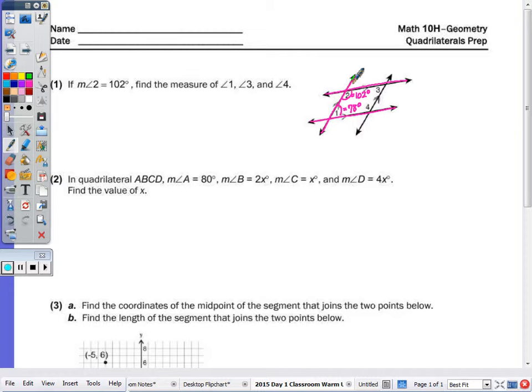In number 3, because these two lines are parallel, cut by this transversal, we have another pair of same side interior, so this would also be 78 degrees. And then lastly, looking at these two parallel lines, cut by this transversal, same side interior would be supplementary, so this is 102 degrees. The quadrilateral within this figure, you can check, the interior angle sum is 360, but because both pairs of opposite sides are parallel, this is a parallelogram.